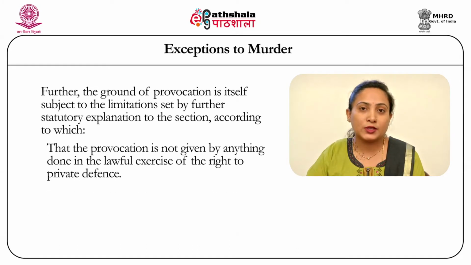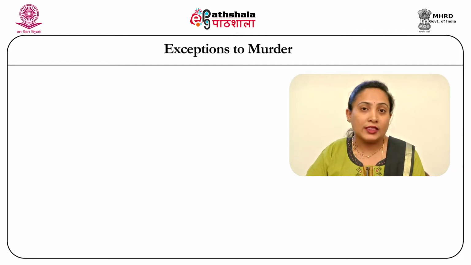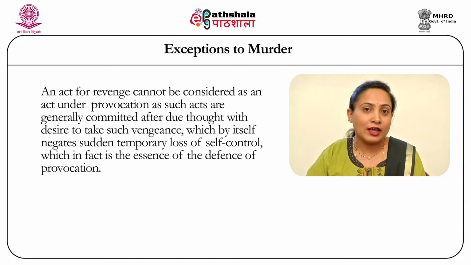Thirdly, that this provocation should not be given by anything done in the lawful exercise of the right of self-defense. In fact, considering all these grounds makes it clear that any act done deliberately against a person or a public servant, or against a person who is exercising his right to self-defense, would not qualify for this ground of exemption. Thus, any act done under revenge can also not qualify as a ground of provocation for the simple reason that acts done under revenge indicate a premeditated plan of action, thereby indicating no loss of self-control or no loss of application of mind in a scenario.